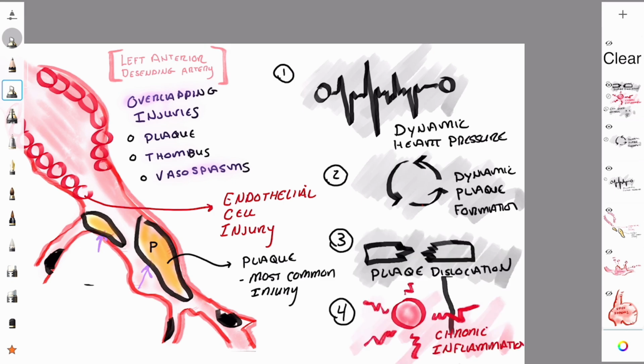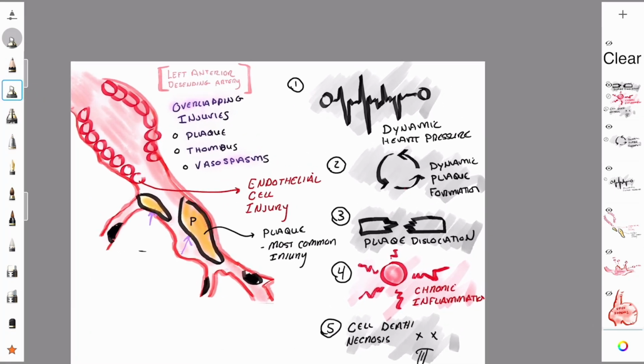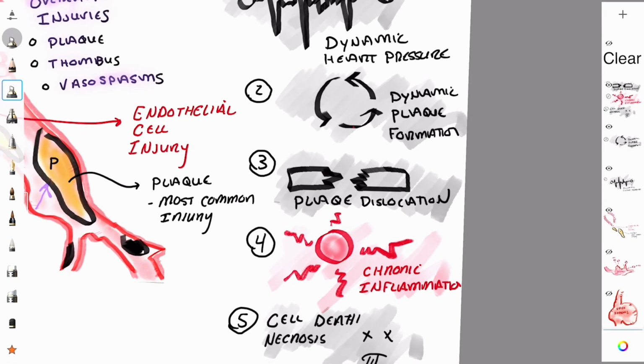We also have, so I just put that there, plaque dislocation. You can see that there, right? I just kind of talked about that. So we'll have the breaking away of the plaque. But now we're also going to get chronic inflammation.